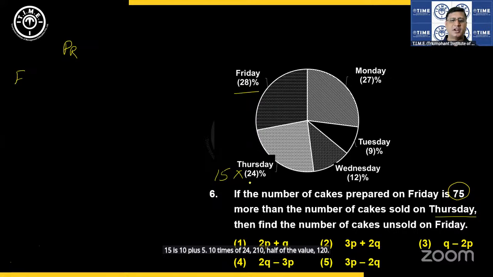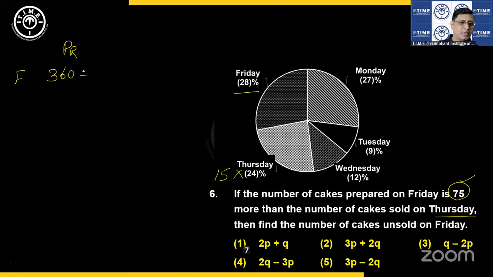10 times means 10 times 24, 240. 240 plus half of the 240, 120. So 240 plus 120, 360. So 360 were sold on Thursday. But Friday, how many prepared? 75 more than 360.